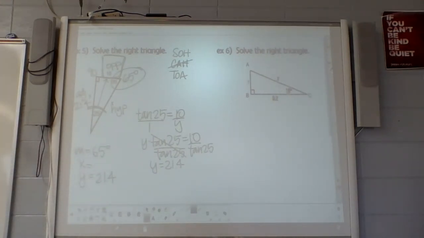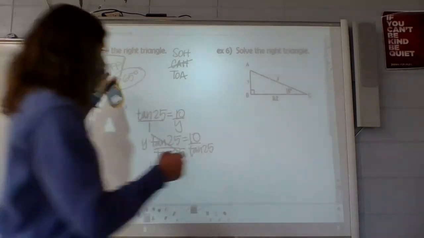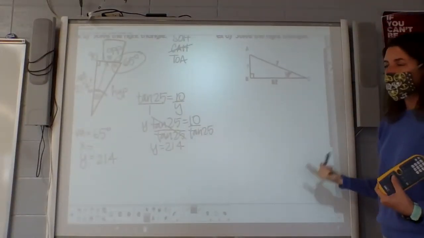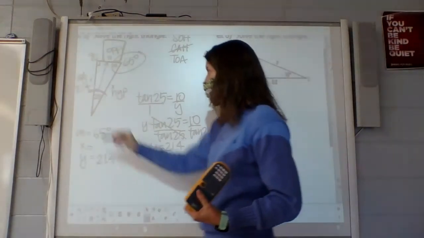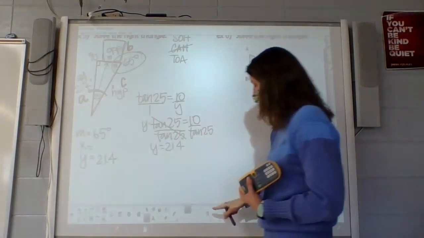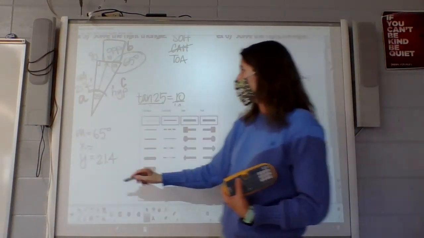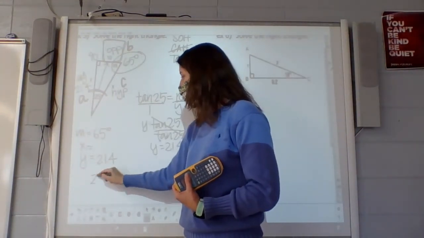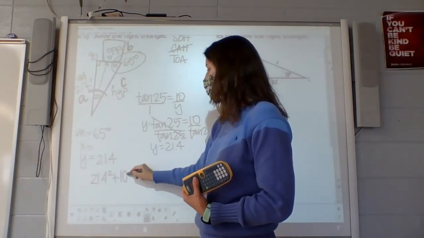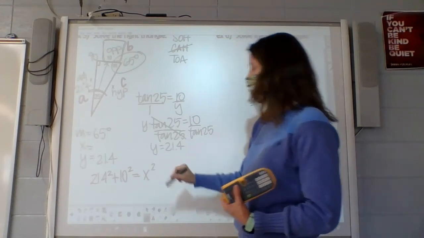Now it's up to you guys. How do you want to find x? Do you want to use trig or do you want to do Pythagorean theorem? Theorem, you said? Yep. So at this point, we know the two short sides. I'm trying to find the hypotenuse, so I'm going to do a squared plus b squared equals c squared. So my a squared is my 21.4 squared. My b squared is 10 squared. And then my c squared is my x squared.